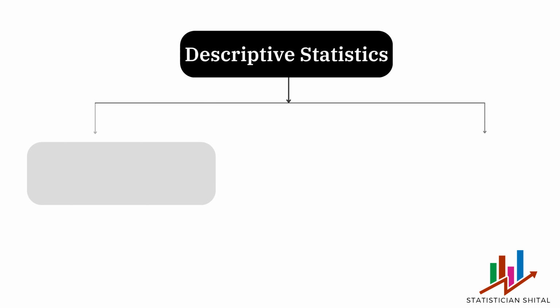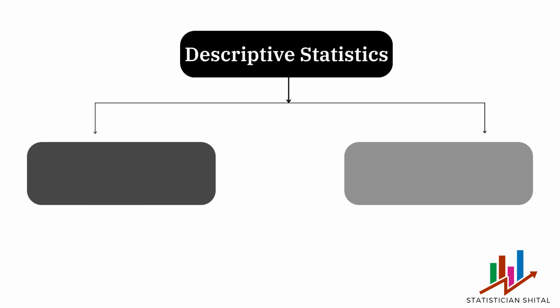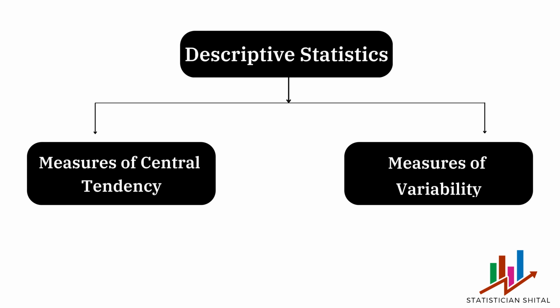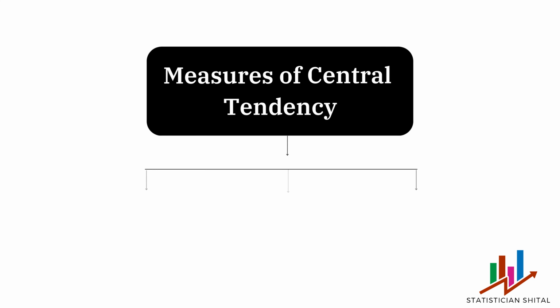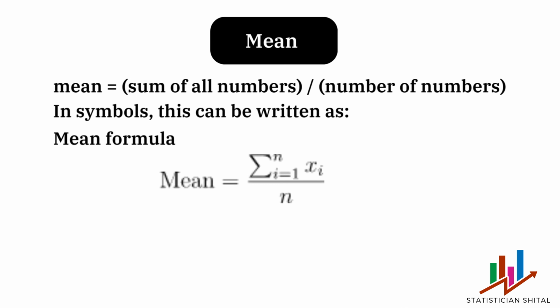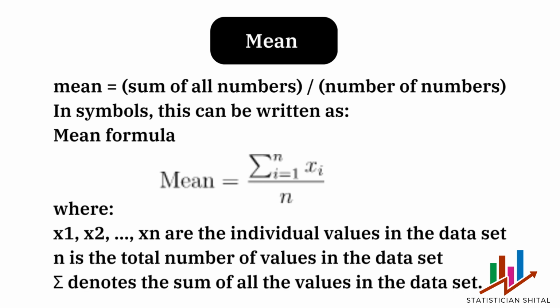First one, measures of central tendency. Measures of central tendency are used to identify the average value of a set of data. There are three measures of central tendency: mean, median, and mode. The mean is the average of all the values in a data set.